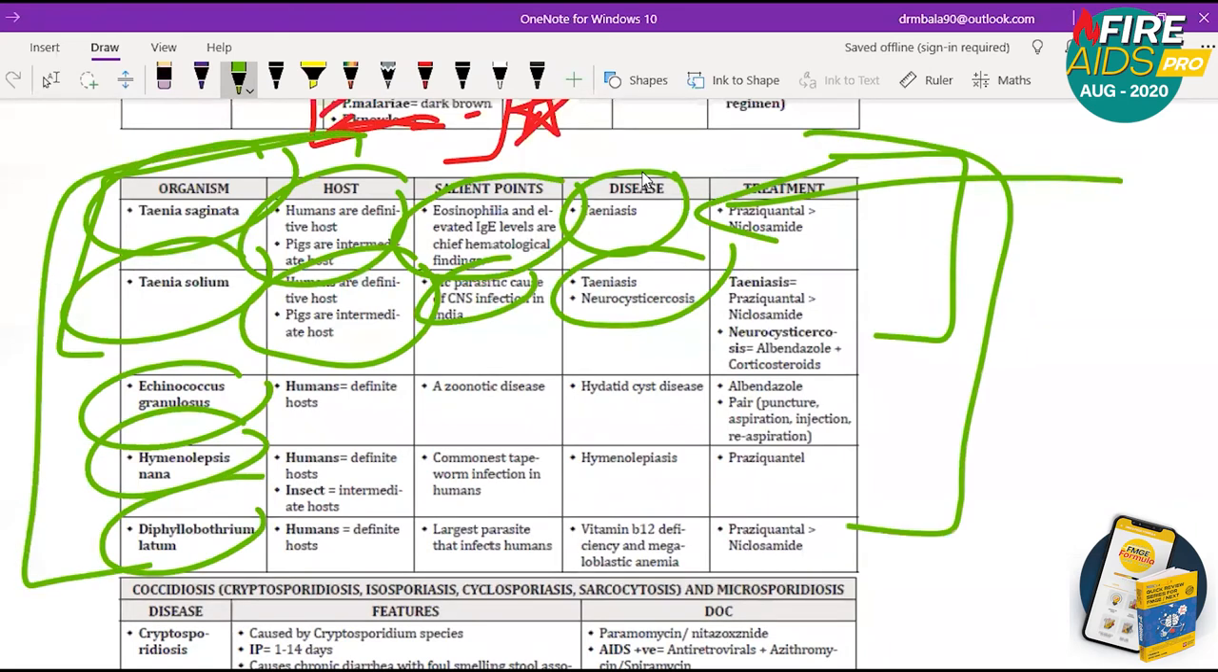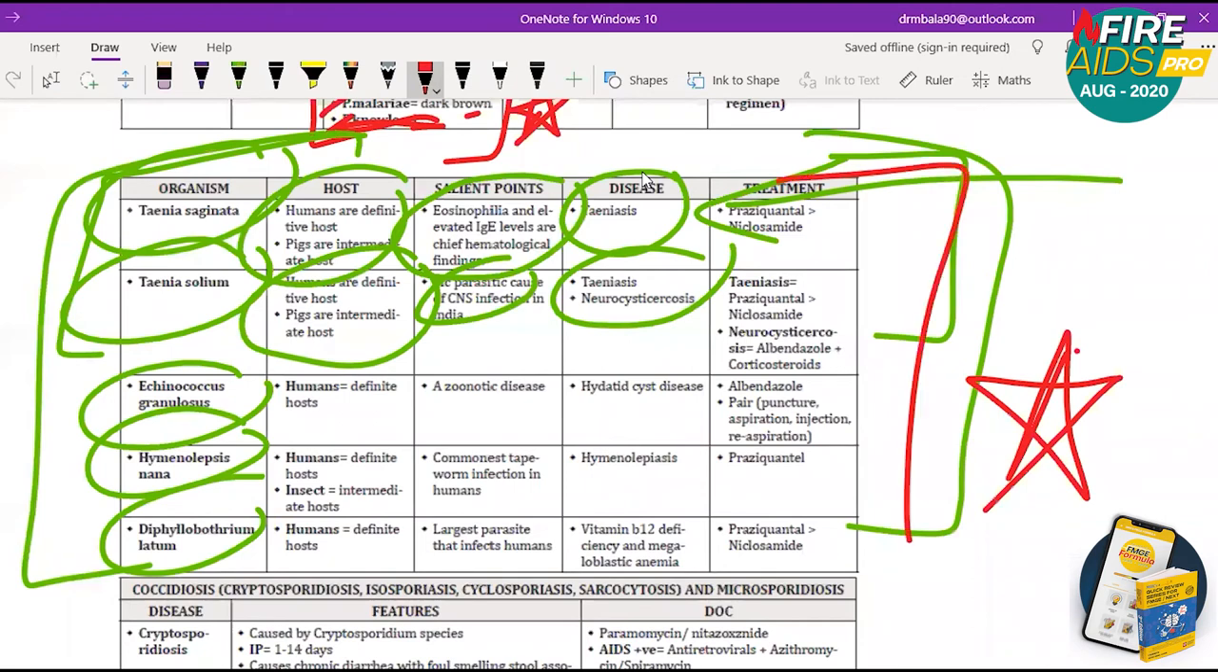All of this should be at your fingertips before going to the exam. These are all very important. If you get two questions from parasitology, one of them is going to come from this table most of the time, because this is highly important.